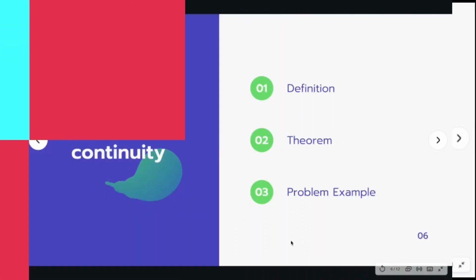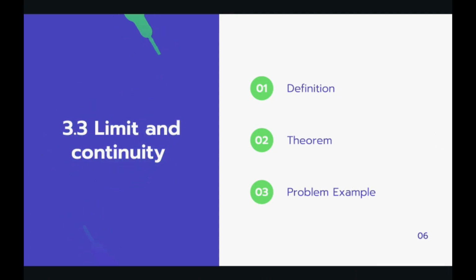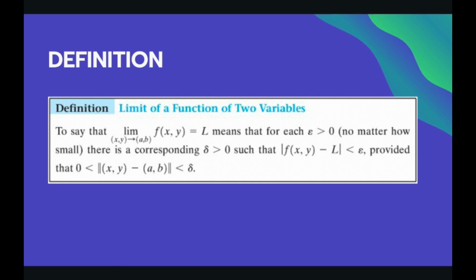So in this slide, I will explain about limit and continuity. It will be the definition, theorem, and the problem example. So what is the limit of a function of two variables? In simple words, it means that the values of f(x, y) get closer and closer to the number L as (x, y) approaches (a, b).